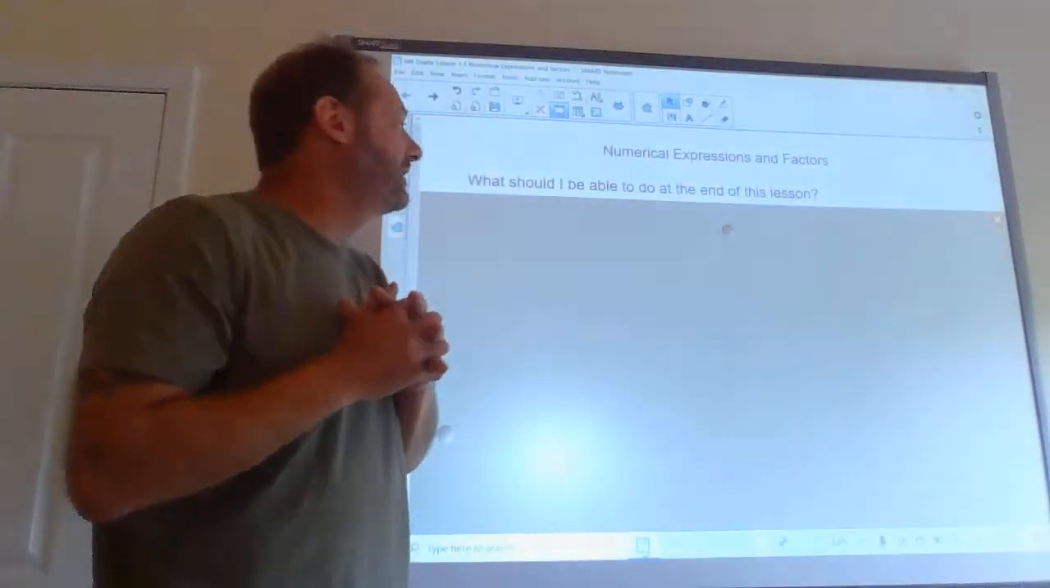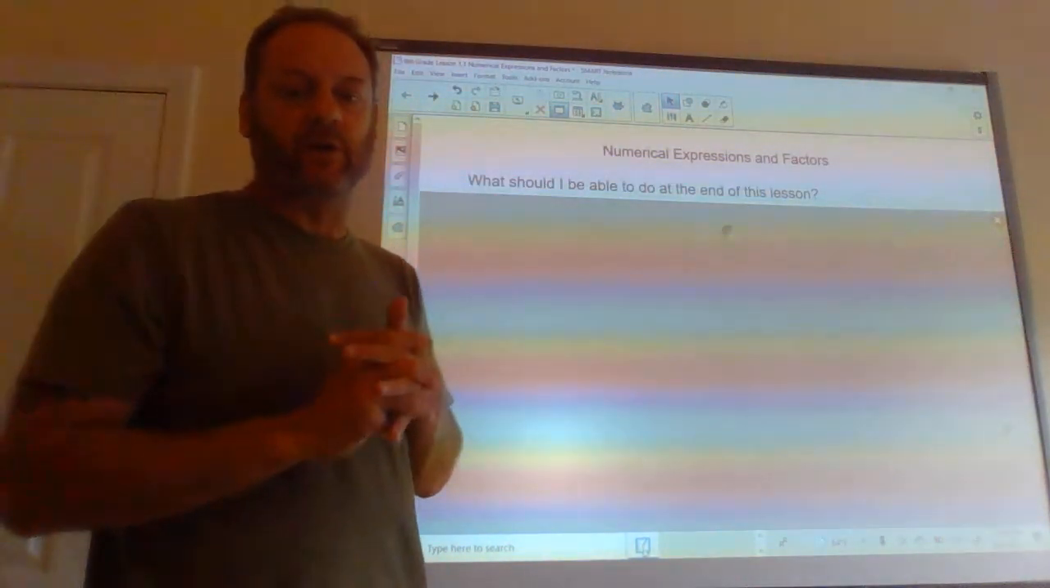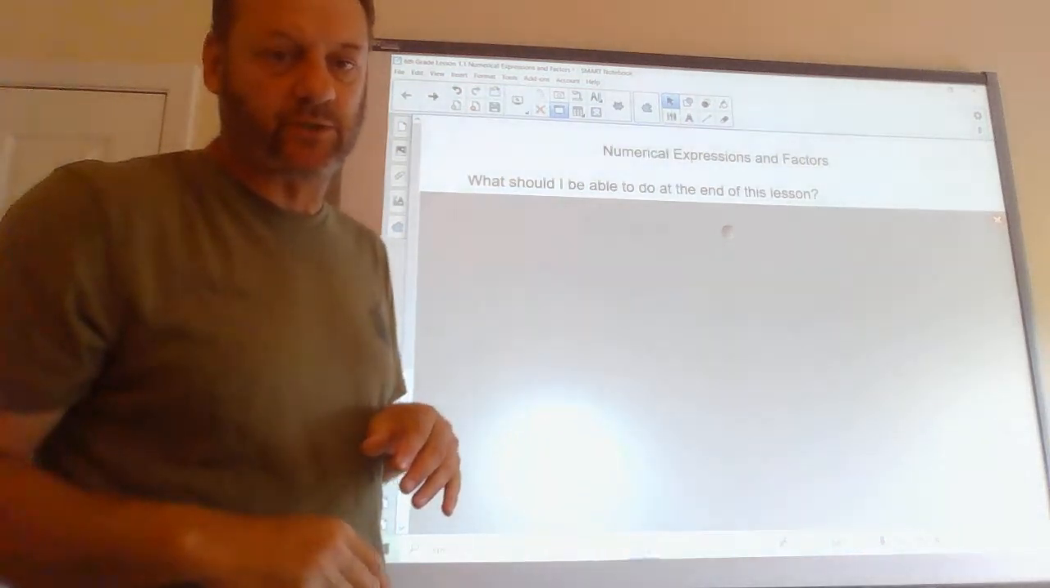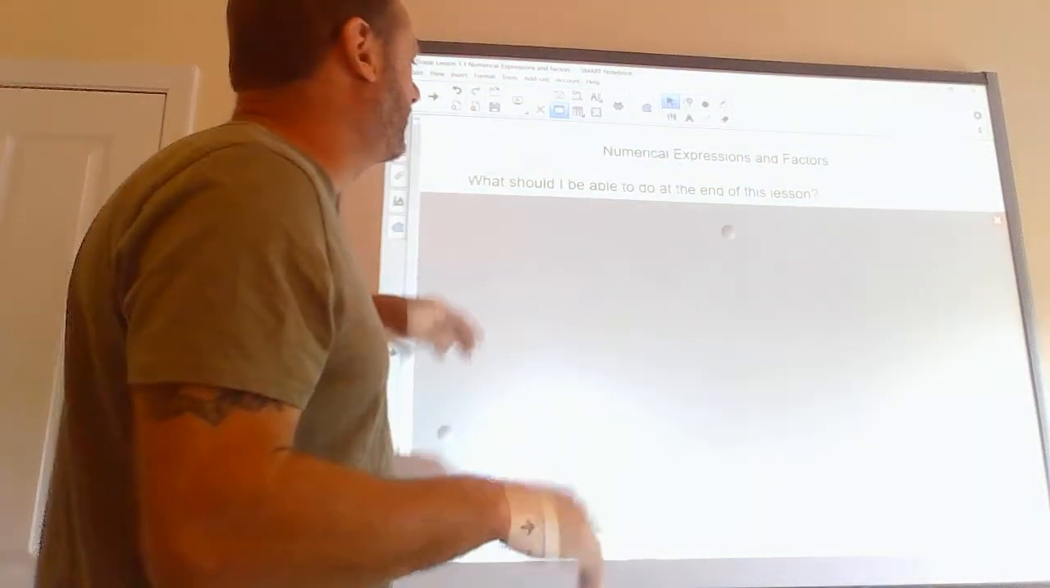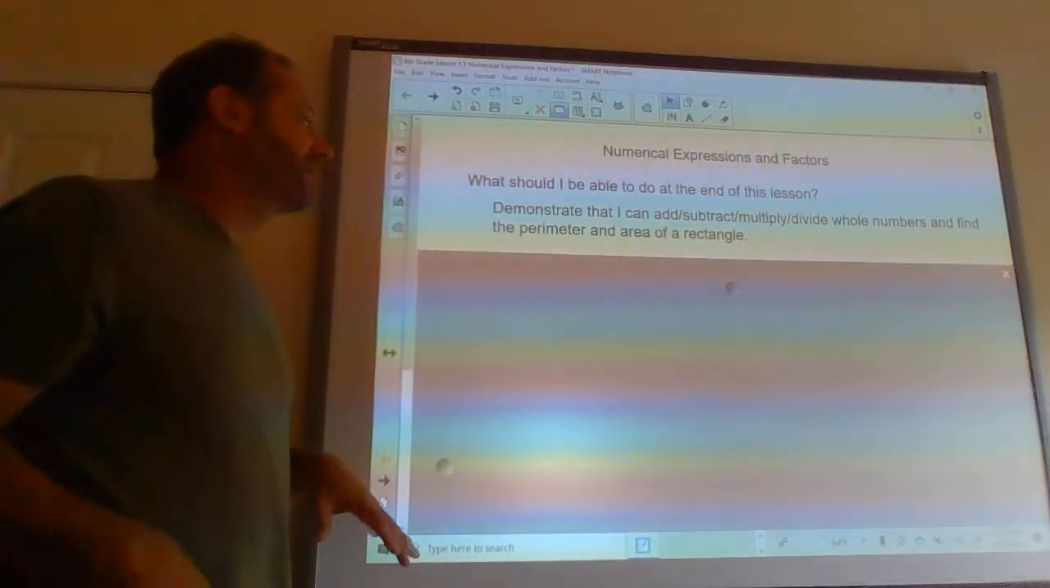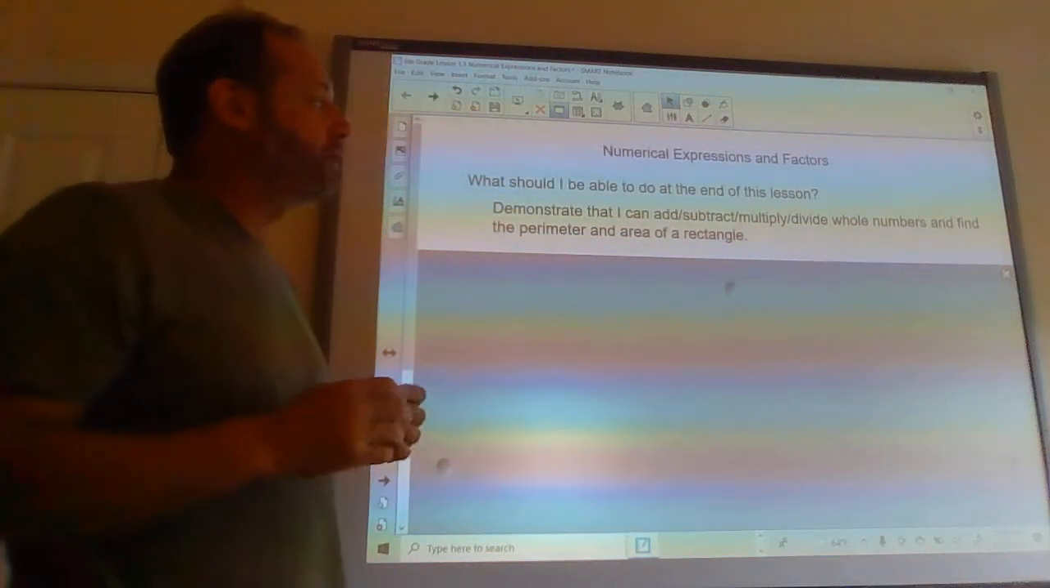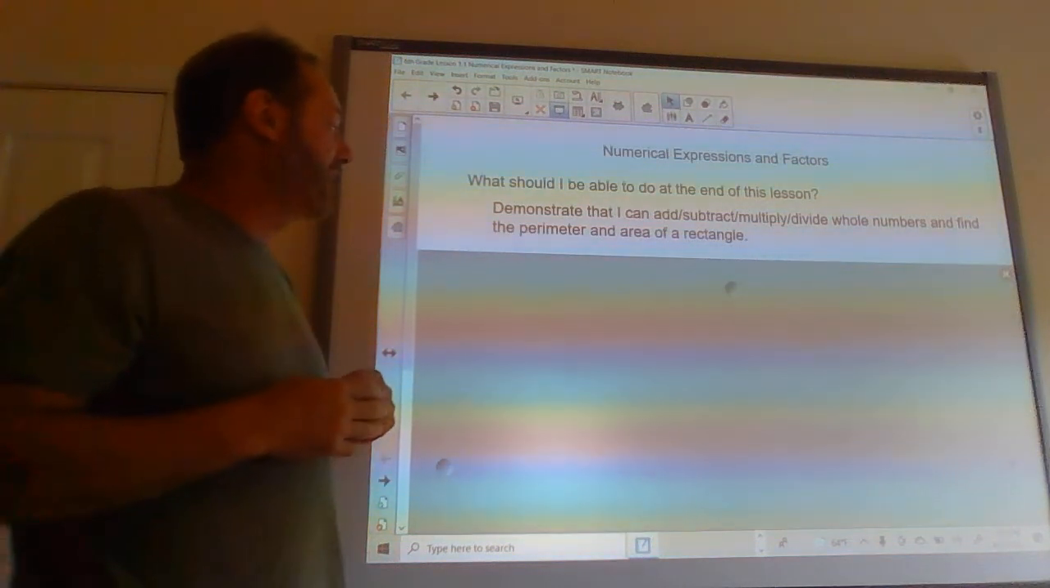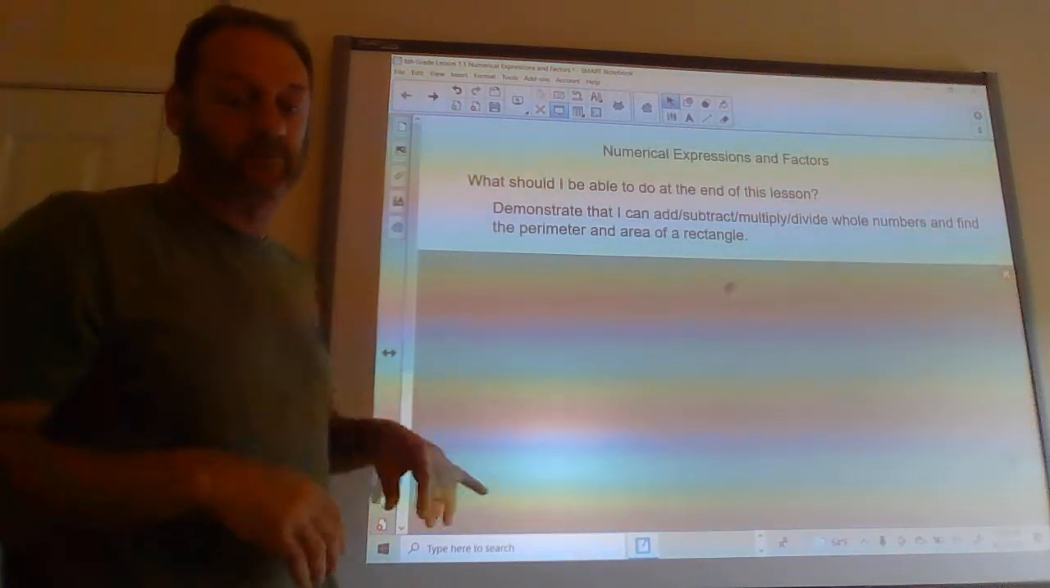Morning, everybody. Today we are going to talk about numerical expressions and factors. Okay, so what should I be able to do at the end of this lesson? I should be able to demonstrate that I can add, subtract, multiply, and divide whole numbers and find the perimeter and area of a rectangle.